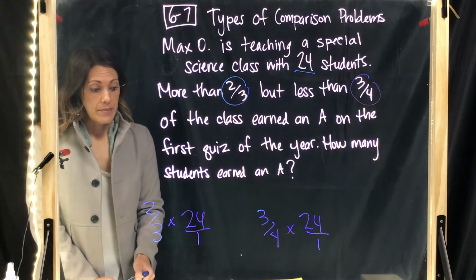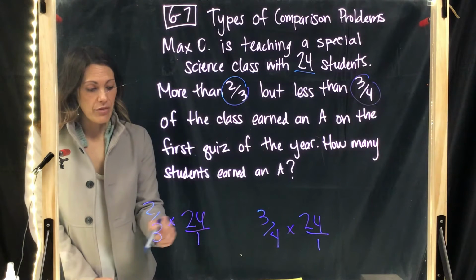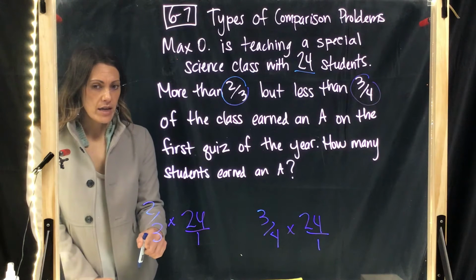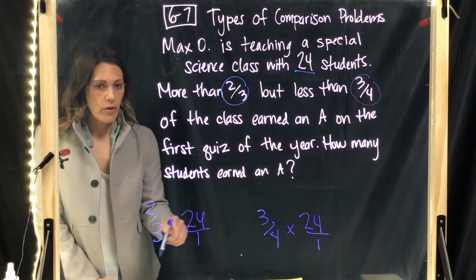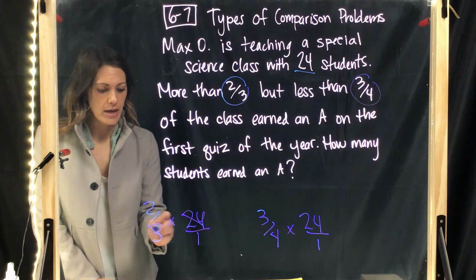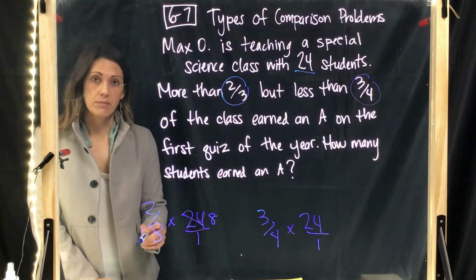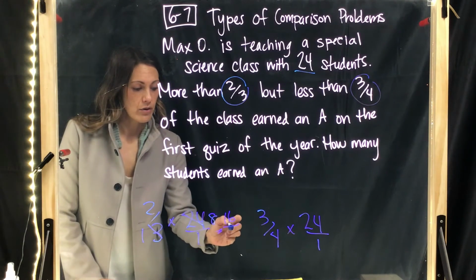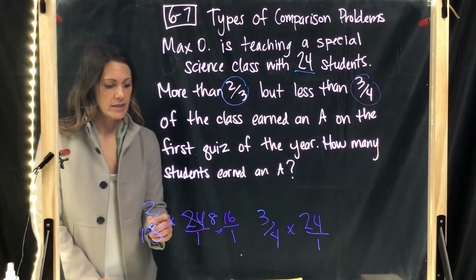And I think I'll do that because I see that the 3 and the 24, I can divide something evenly in between them. 3 and 24, 8 times 3 is 24. So I can divide both of these by 3 and get a smaller number. And that would get me 16 over 1. 8 times 2 is 16.